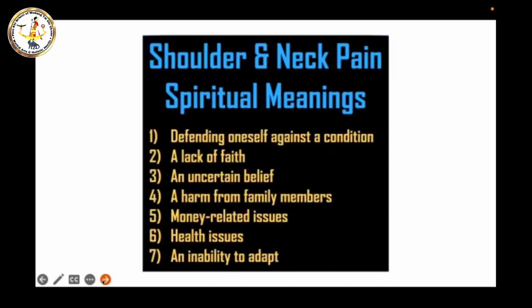So then we have money-related issues. All this stuff is in the head. Overthinking some situation. Health issues directly. I wrote that down a lot through what Christos was describing. And the inability to adapt to situations. You see, the shoulder gives one this ability to manipulate the world, so your arms can move freely through.